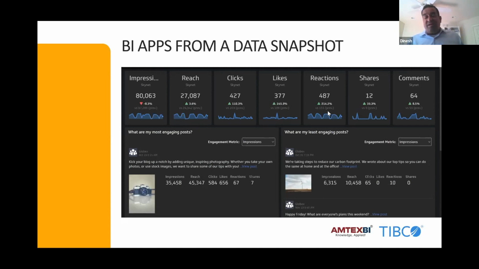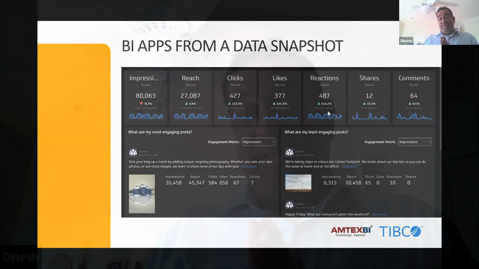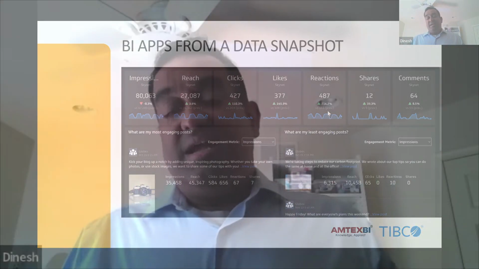So I'm sure there are many other use cases in your organization that could use an integrated snapshot mechanism that feeds your business applications, the BI applications. So if there's anything that we can help with, glad to be part of the conversation.